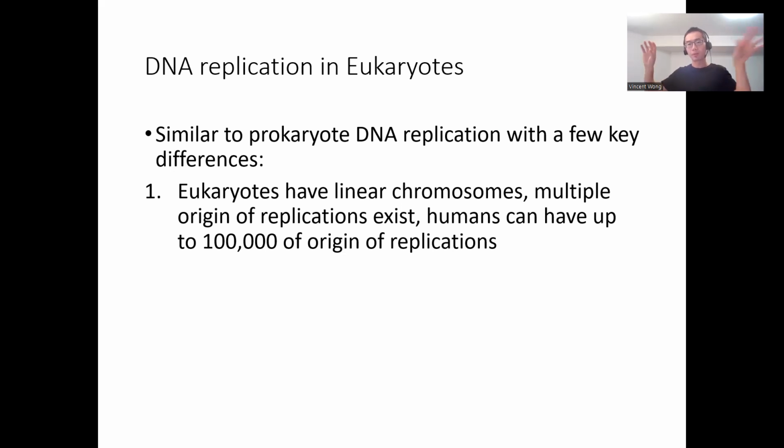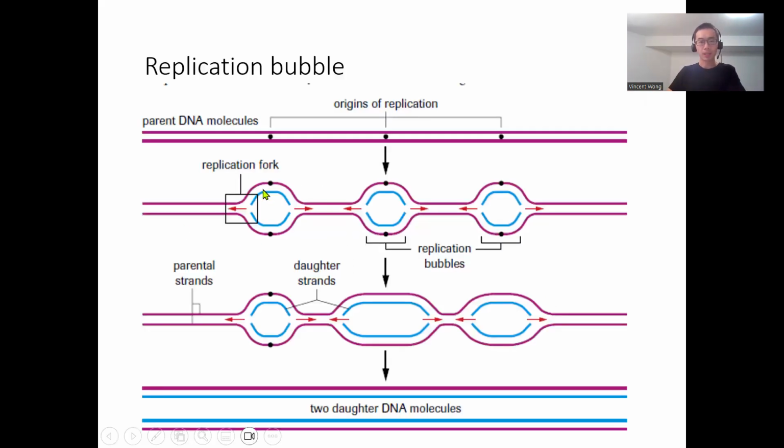We need to open up multiple bubbles, and then as they expand, they merge together, which makes the process faster. And in humans, we can have up to 100,000 origins of replication. So that's the first difference. Like this, right? You've got the bubble and then it opens up. We drew this before.